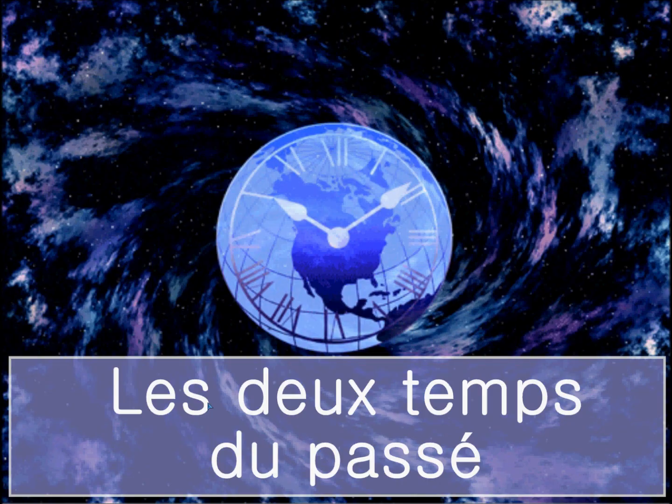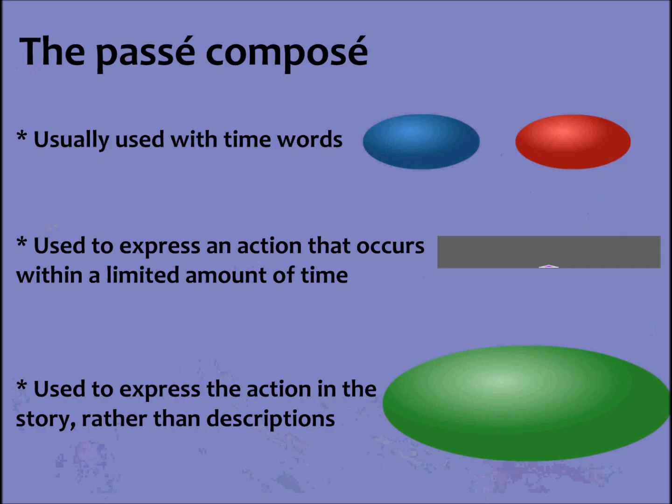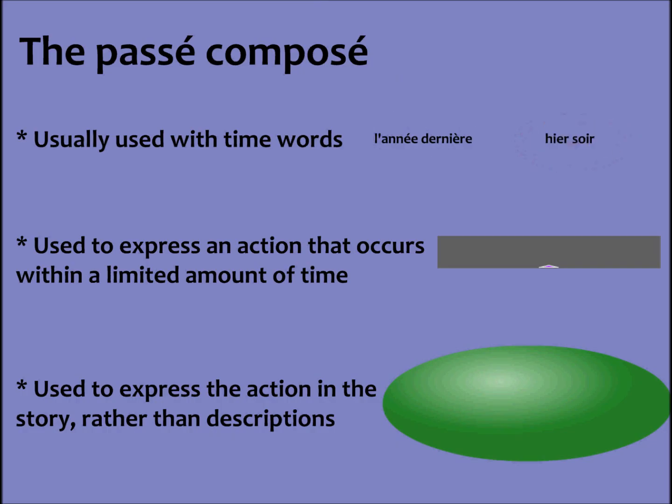I'm doing an explanation of the two past tenses that you're going to see at this point in French. There are other past tenses, but here are the two that we're dealing with right now. Firstly, the passé composé. It's used mostly with time words. So, for example, l'année dernière, hier soir.